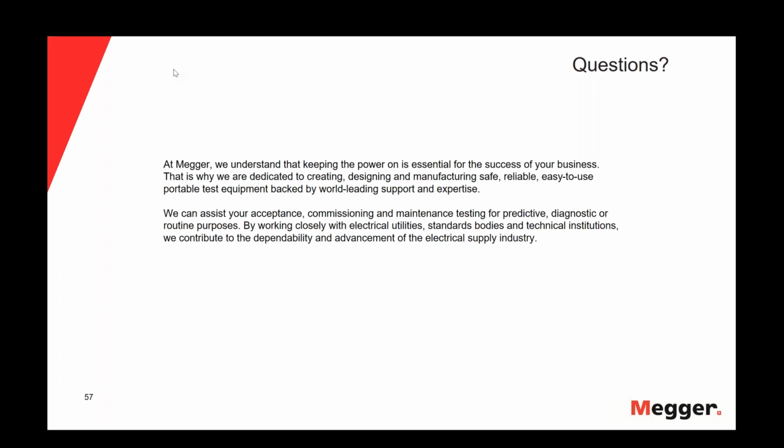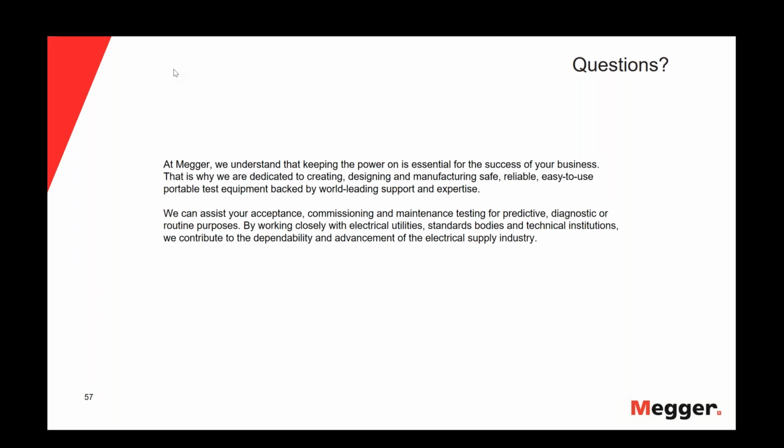Henning, during tan delta tests of cables, the voltage levels of 0.5 U-naught, 1 U-naught, and 1.5 U-naught are applicable for 15 kV, 25 kV, and 35 kV cable testing. Could you comment on that?